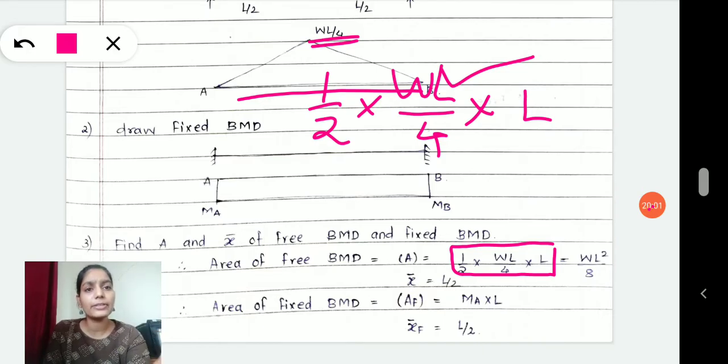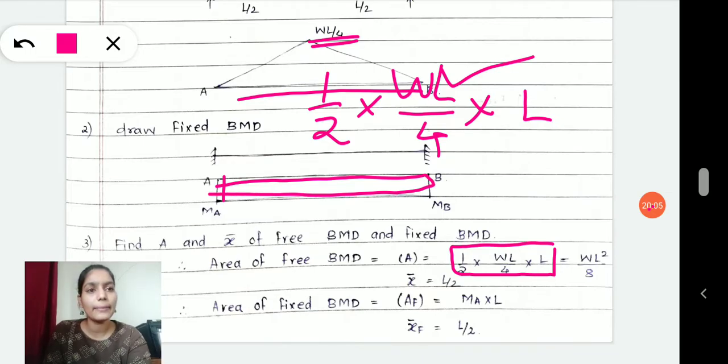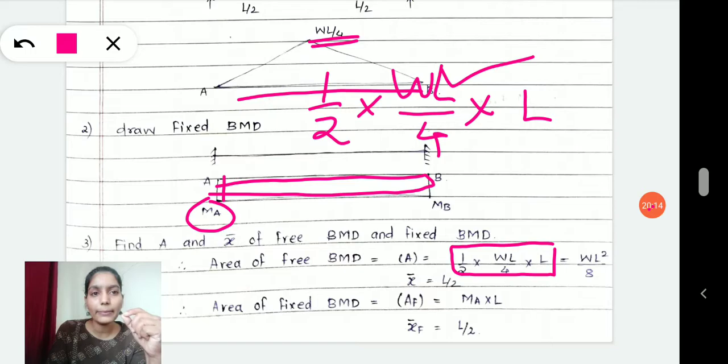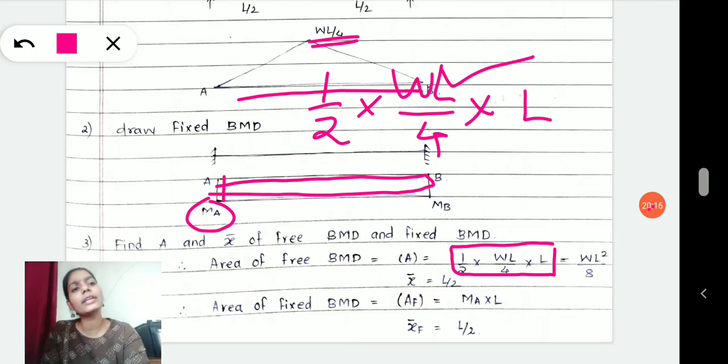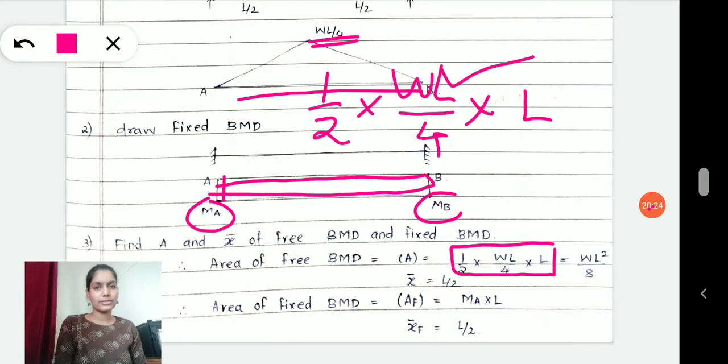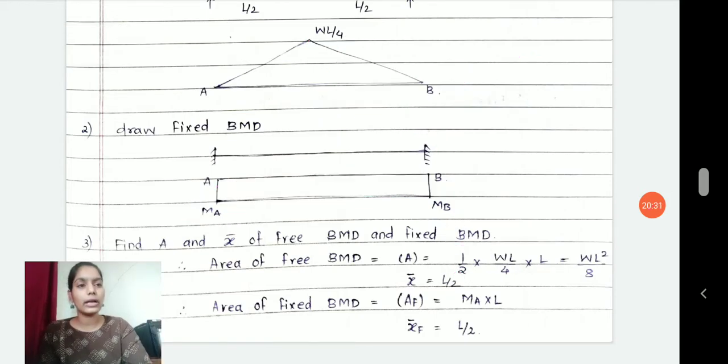Now fixed BMD has a rectangular shape. What will be the area of the rectangular shape? MA, moment at A. MA is representing what? The vertical height of that rectangle, so MA into L. Now why are you not taking MD? See, this magnitude is the same, therefore that height will remain the same, and that is why if you choose MA or MD, it will not change your answers. Okay. So this is all about area.